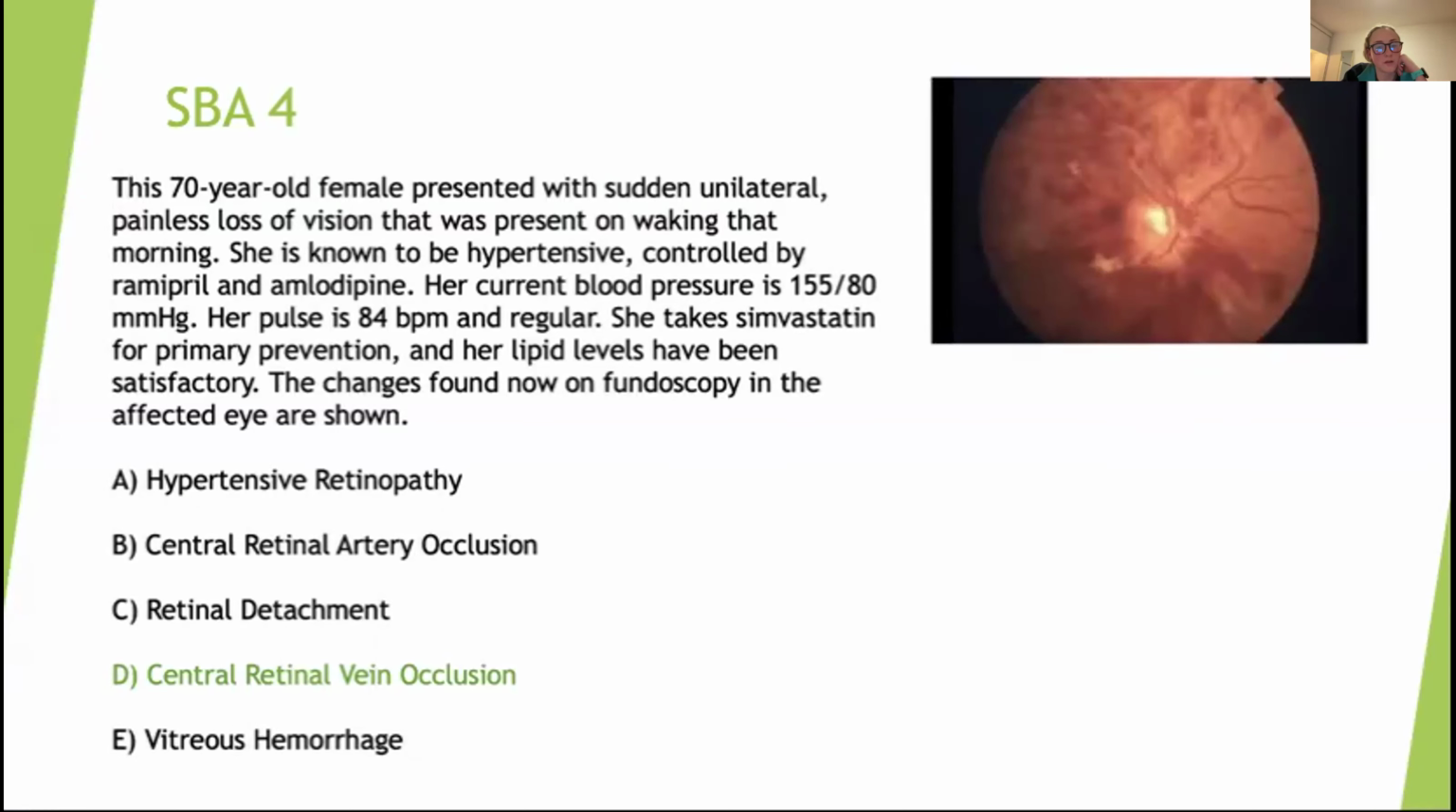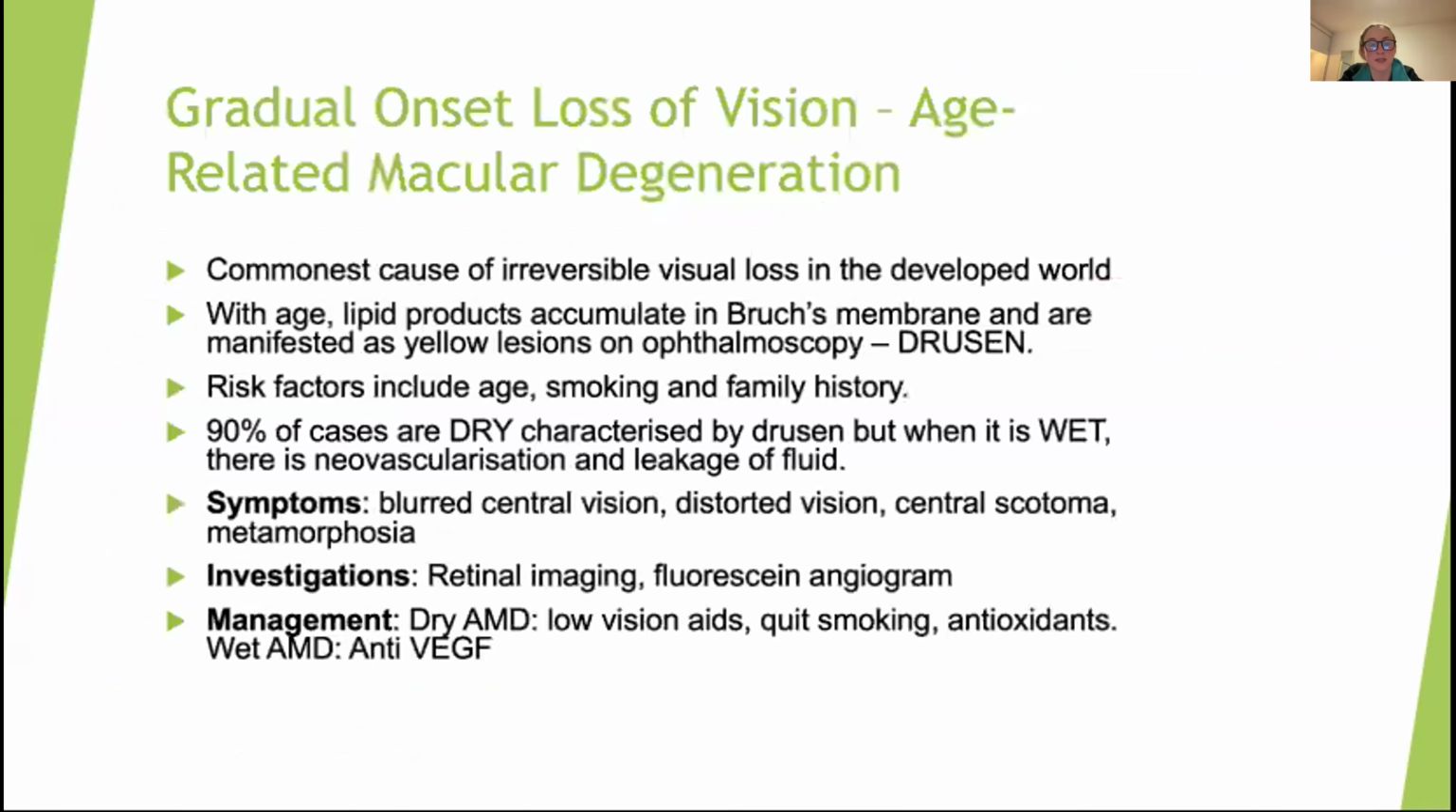So loss of vision obviously isn't always sudden. Sometimes you get this more gradual onset loss of vision. And the most common cause of gradual onset visual loss is age-related macular degeneration in the developed world.